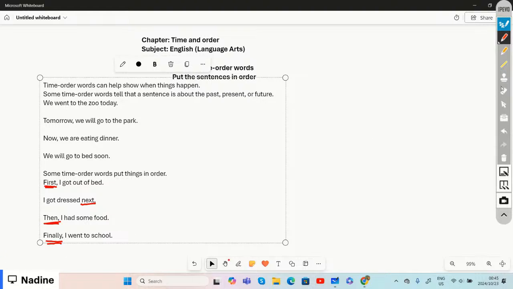So once again, this is our time order words. Time order words tell us when certain things happen. It can either happen in the past, in the present, in the future. With time order words, we can also put things in order of how they happen. Firstly, I do this, then I did that, next, I did something else, lastly, I did. So those are time order words.